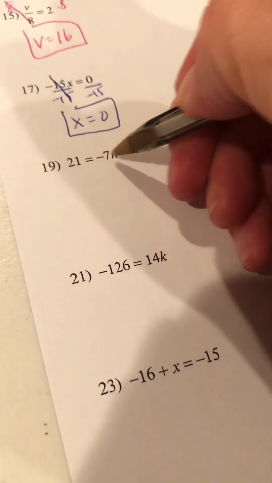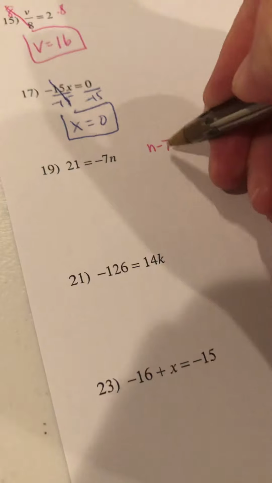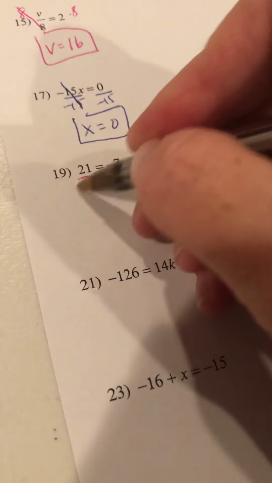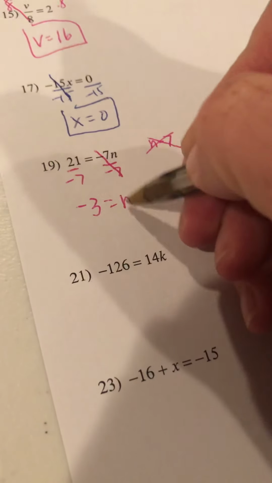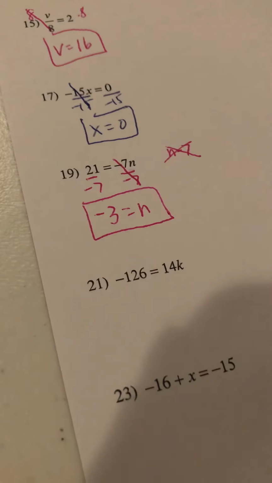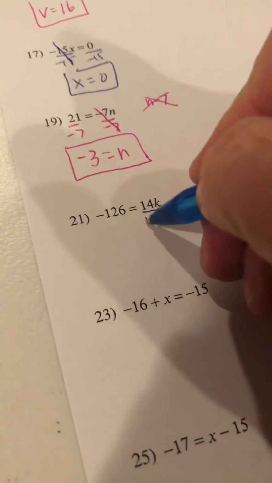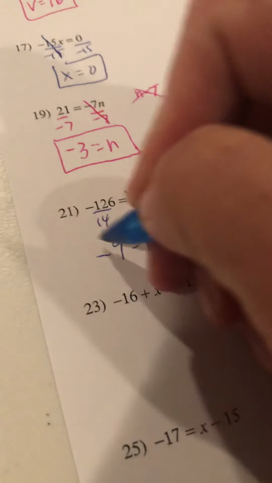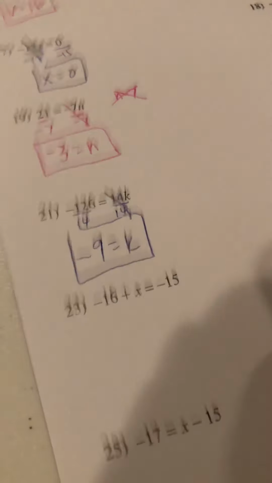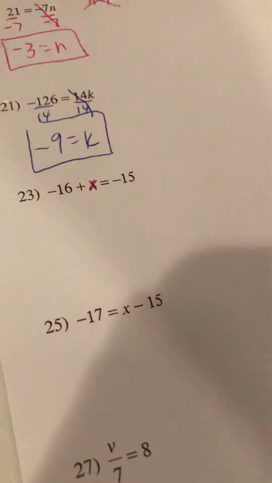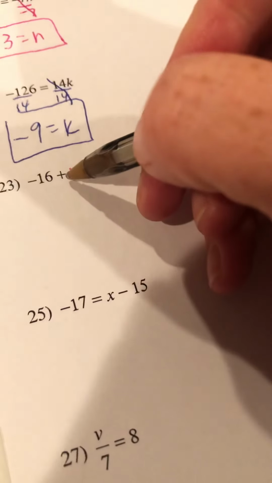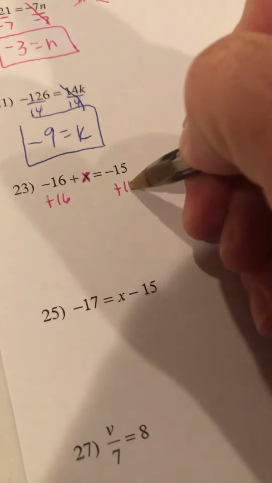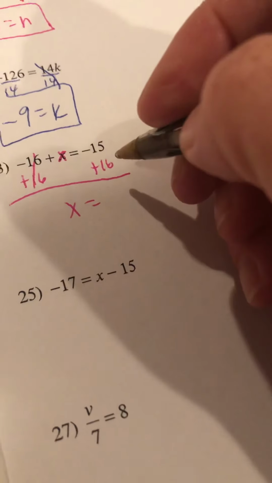Then we have negative 7 times, and that does not say n minus 7. That says negative 7 times n. I hope you see the difference there. So we're going to divide by negative 7 to get a negative 3. Then right here, 14 times k, so divide by 14. Oh, I did not have you guys highlight those. I think it's much better if you highlight it, mainly because right here we can see we want x by itself. And it does say plus, but it says a negative 16. So we want to add 16. So x is actually 1.